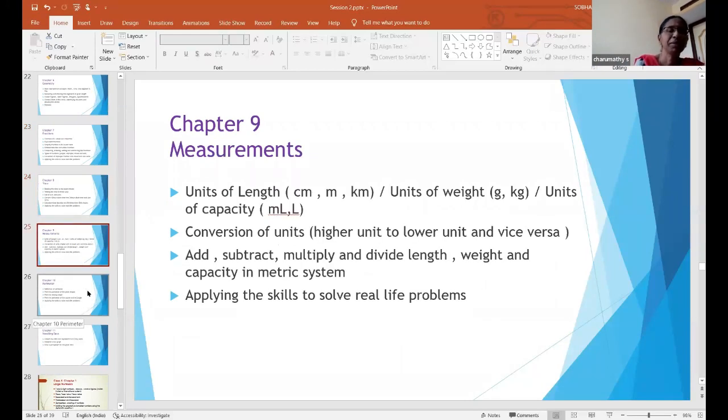And in measurement topics, we have included all the basic units. We are not going to go with all that we have learned in our years, like centimeter, decimeter, decameter, hectometer, all that we are not doing. We are doing only centimeter, meter, kilometer, kilogram, gram, milliliter, and liter.